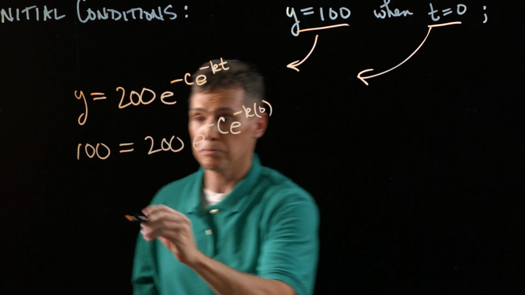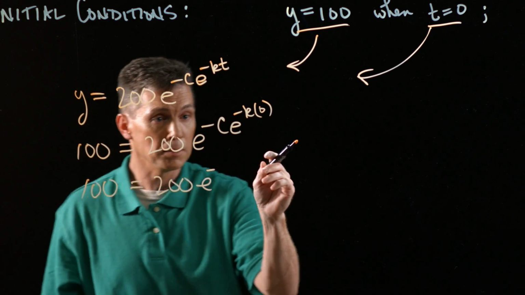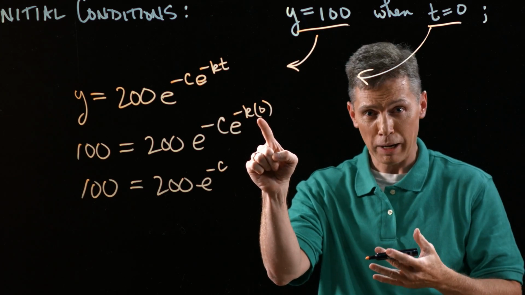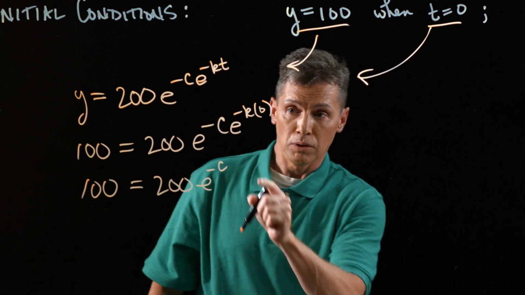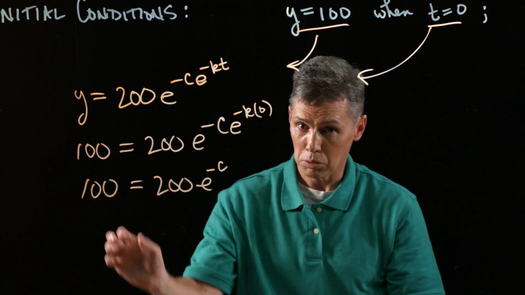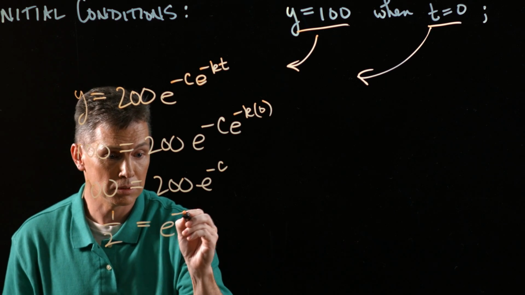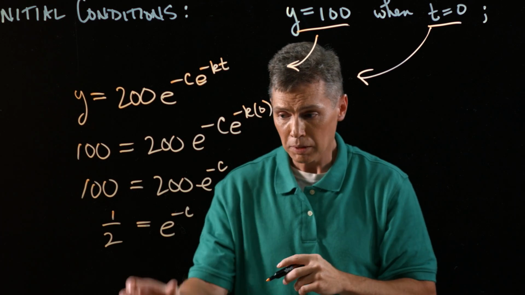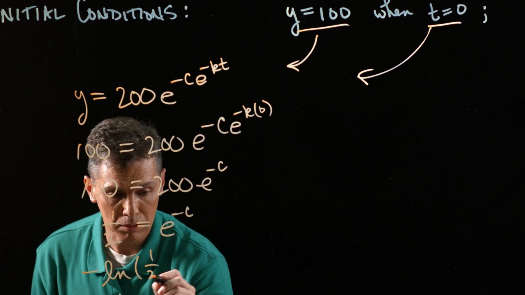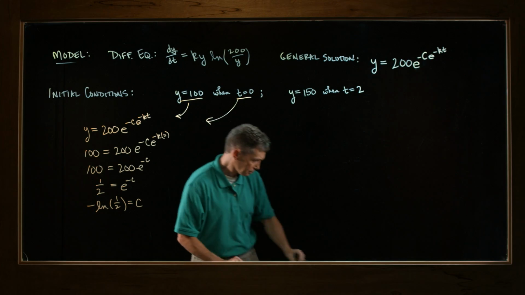Now we'll simplify. 100 equals 200 e raised to the minus c times e raised to the 0 power. We've seen that 100 times. That's 1. So I just have that minus c in my exponent now. I'm trying to solve for that c. I'll divide over the 200, and I'll get 1/2 equals e raised to the minus c. And we've solved equations like that before as well. The minus natural log of 1/2 is going to equal c. So I'd grab a calculator for that one.